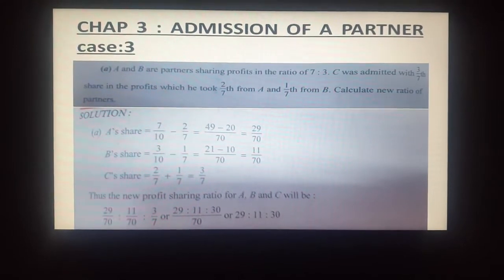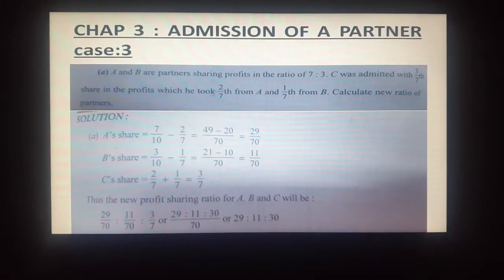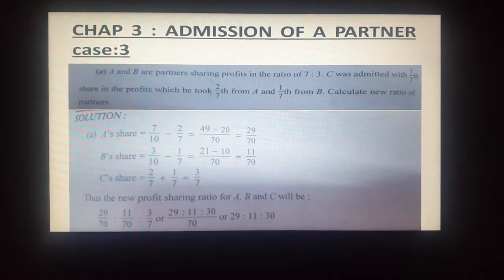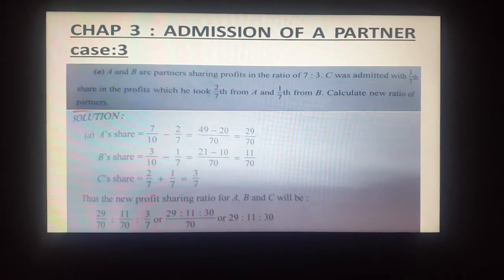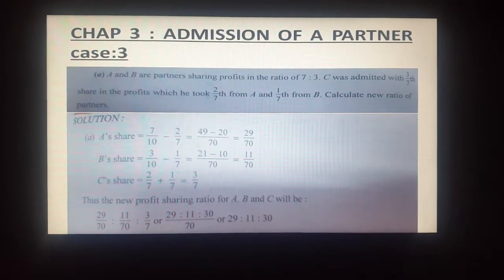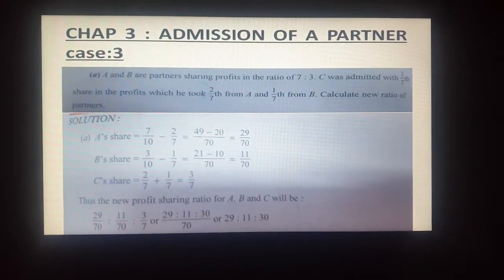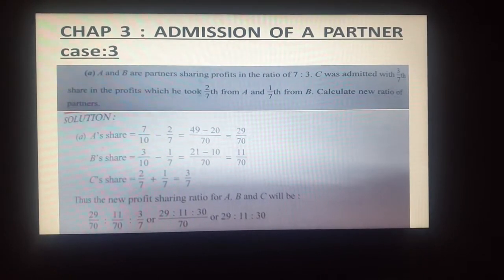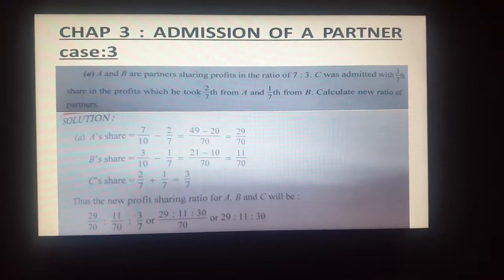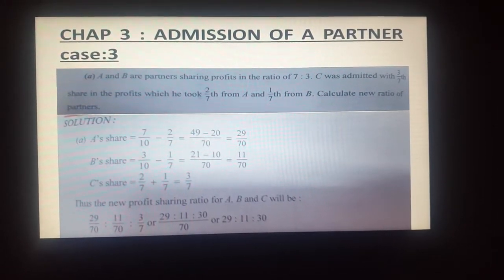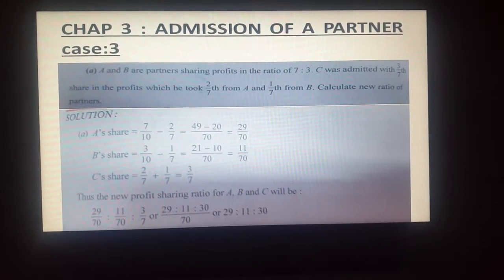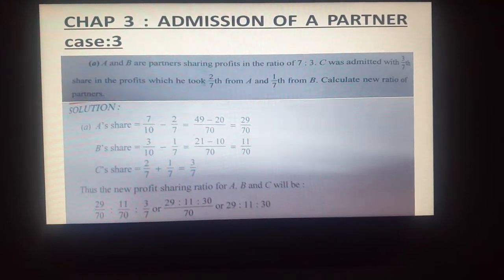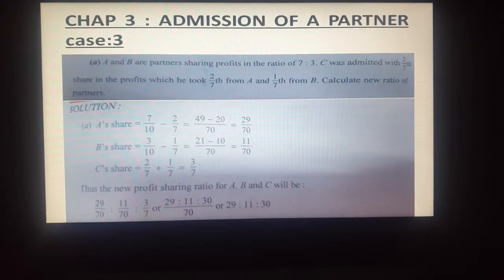Now listen carefully. Here A is giving 2/7 and B is giving 1/7. So how do you identify? You add the share given by A and B, that is 2/7 plus 1/7, and compare it with C's share, which is 3/7. If you add 2/7 and 1/7, it comes to 3/7. So there is no need to calculate the sacrifice ratio, because if the share given by A and B is equal to C's share of profit, then this is the sacrificing ratio. So sacrifice is given directly: A sacrifices 2/7 and B sacrifices 1/7.